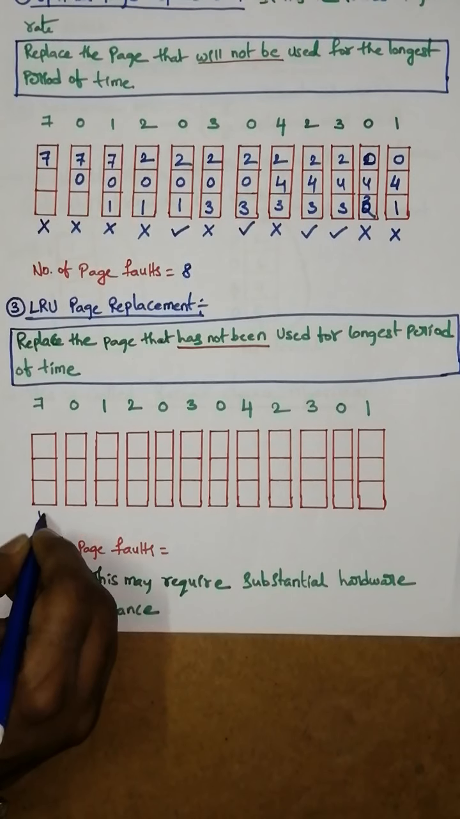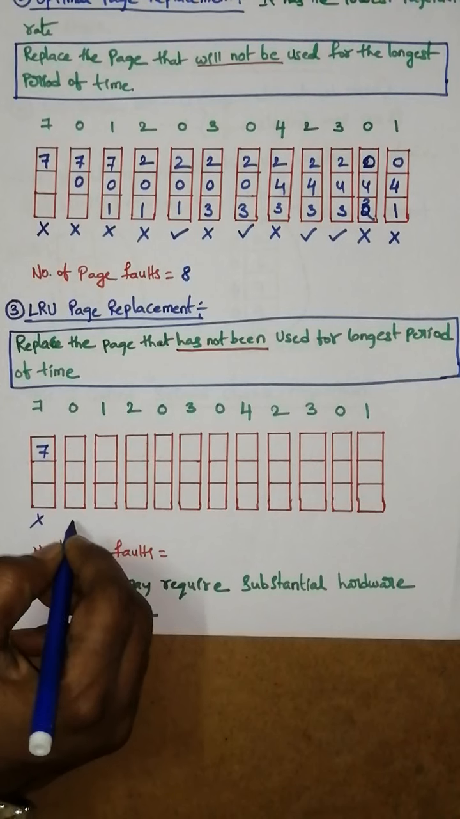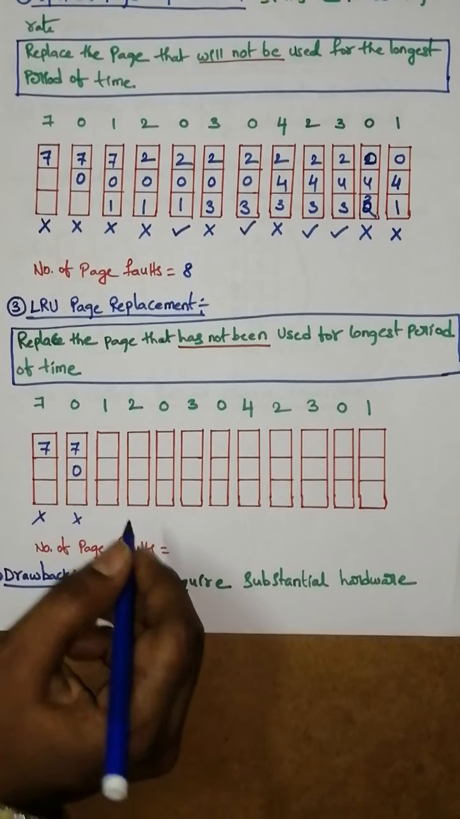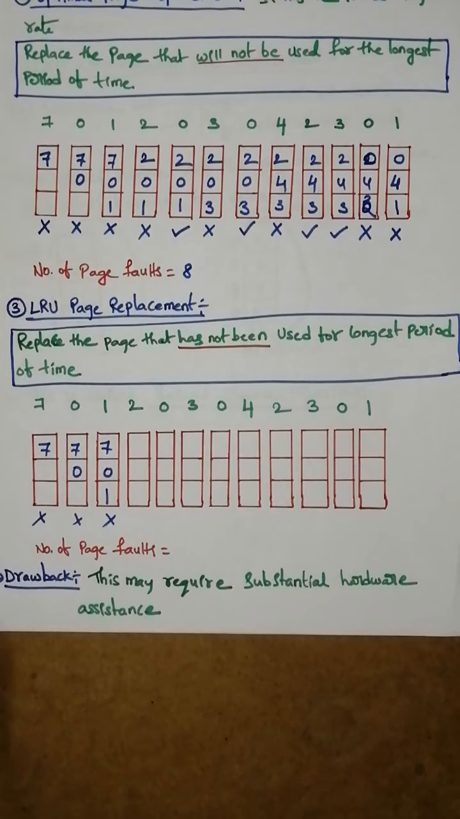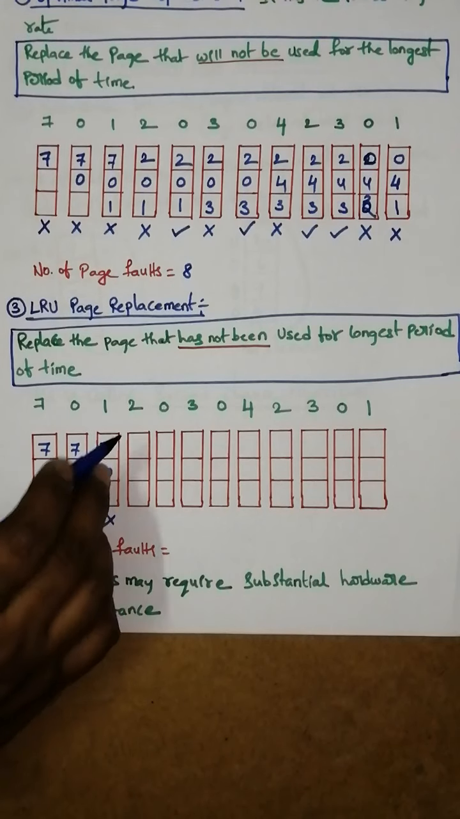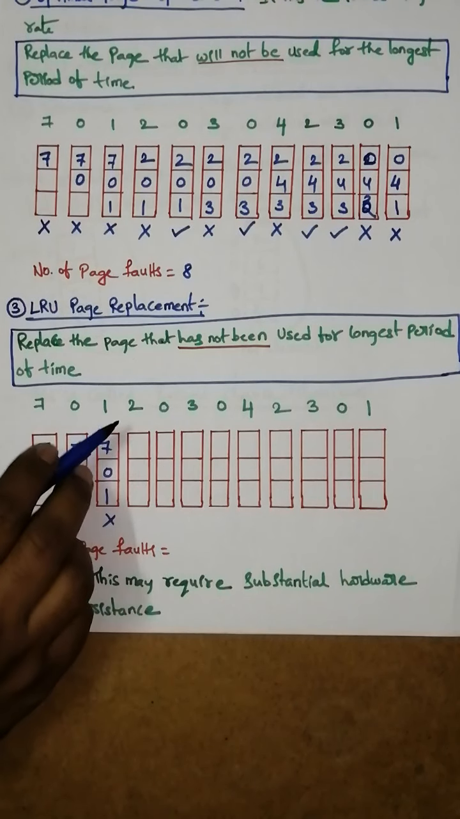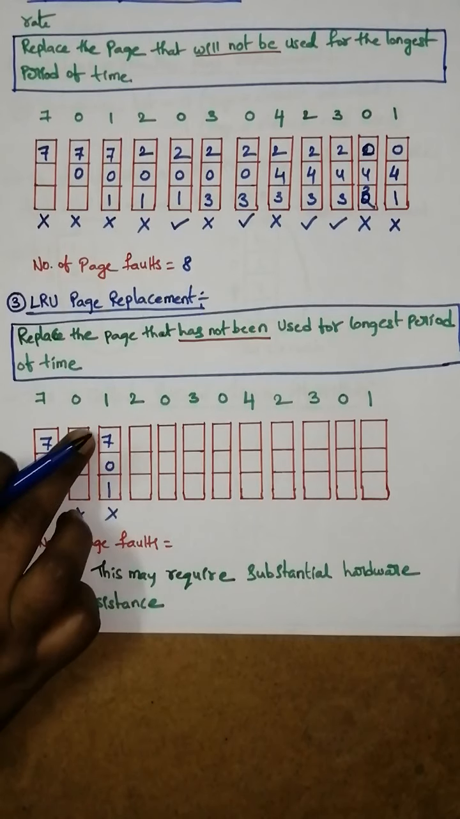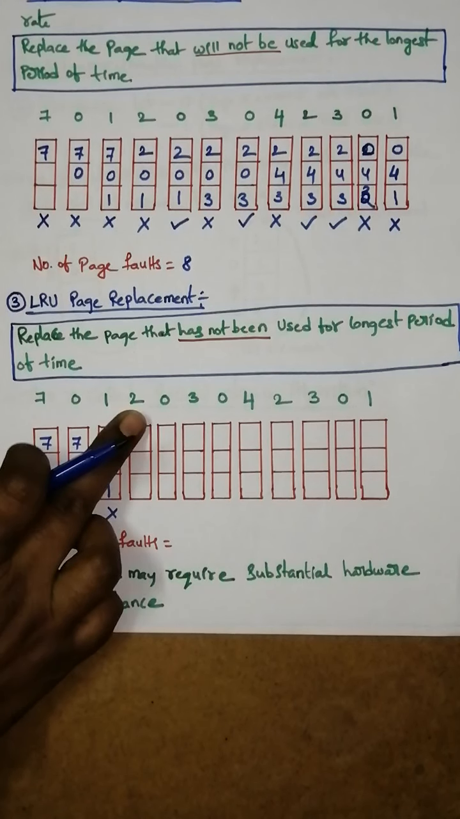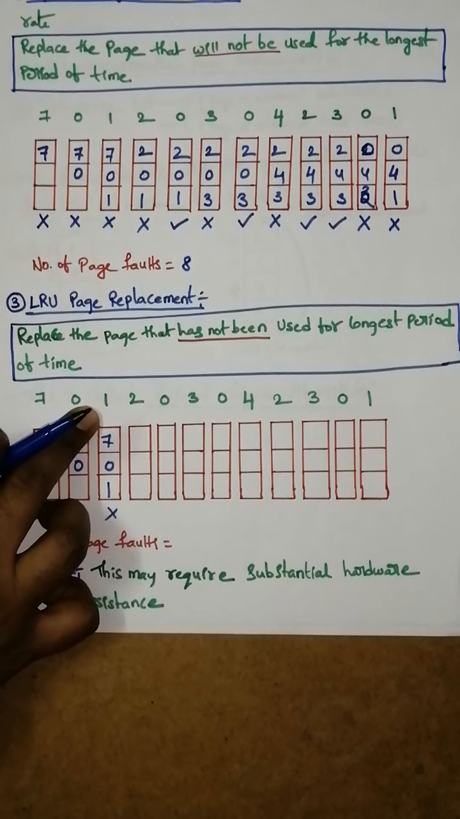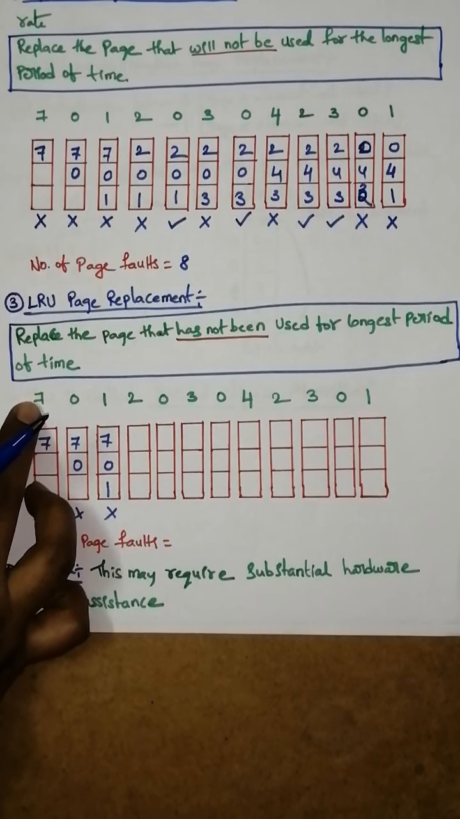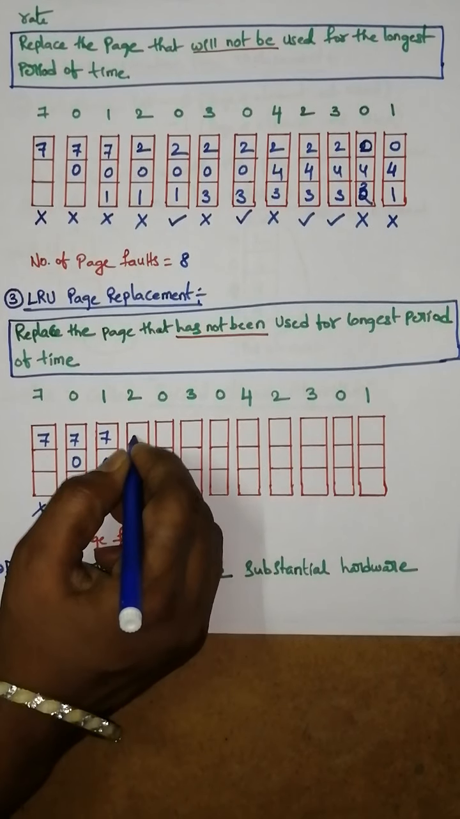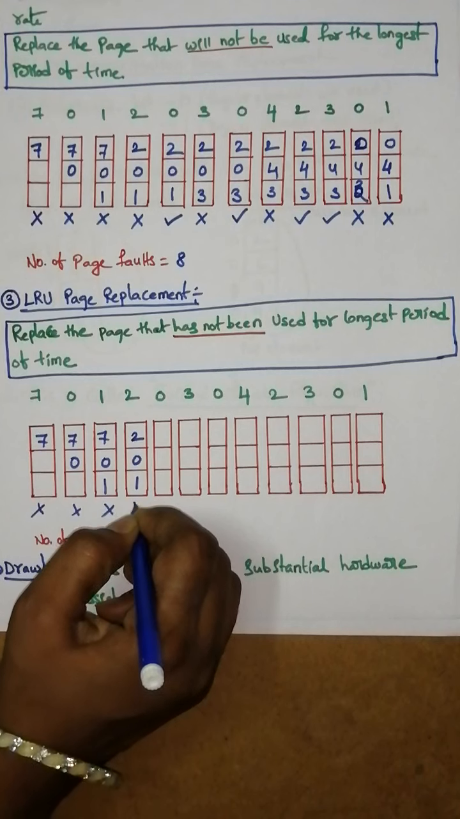Let's see how it is done. Now 7 is not there, it's a page fault, so I'll place it. Next 0 is not there, it's a page fault, so it is 7 0. Next 1 is not there, so it is 7 0 1. So these are the 3 page faults that we got in the beginning. Next I want to place 2. Out of 7 0 1, one should be removed. Which one? From 2 go in the backward direction, whichever is used for the longest period of time. 1 is used immediately, 0 is used, and the longest one is 7. So remove 7. In place of 7 you place 2. So it will be 2 0 1. It was a page fault.